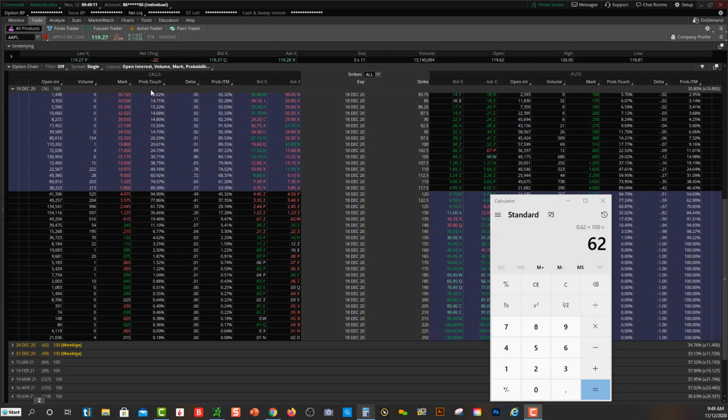Now, another thing to be aware of is probability of touch. So there's probability of in the money and also probability of touch. So you could have, let's say, a 90% chance that it's going to expire in the money, but a 14 or 15% chance that it could touch your strike price. You can see over here, these are all the different strike prices.